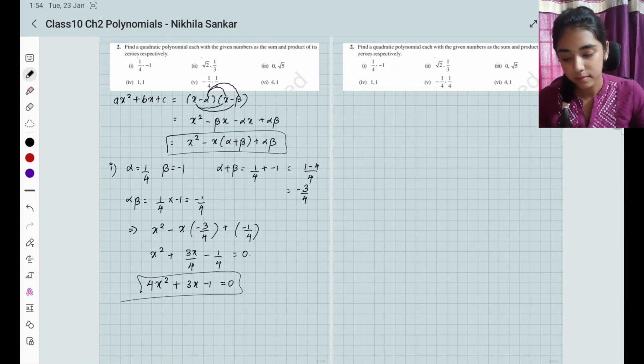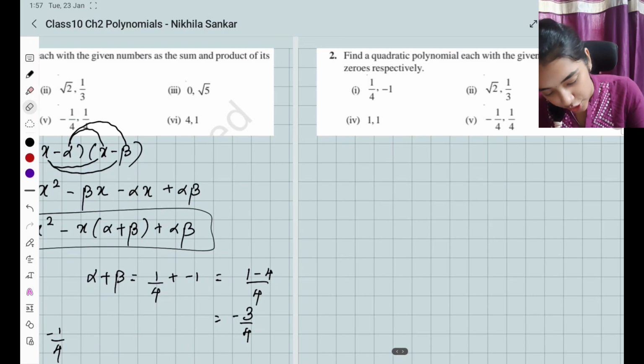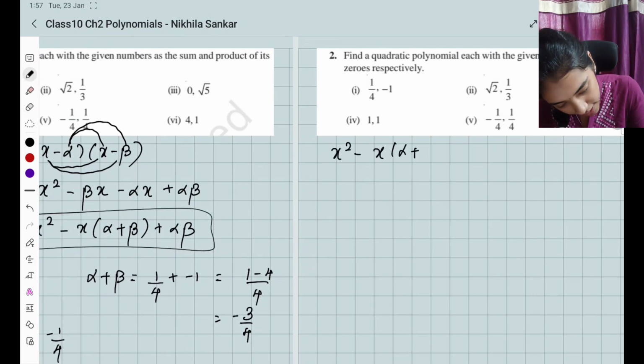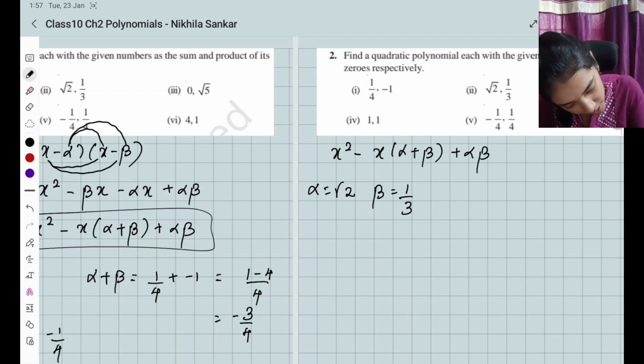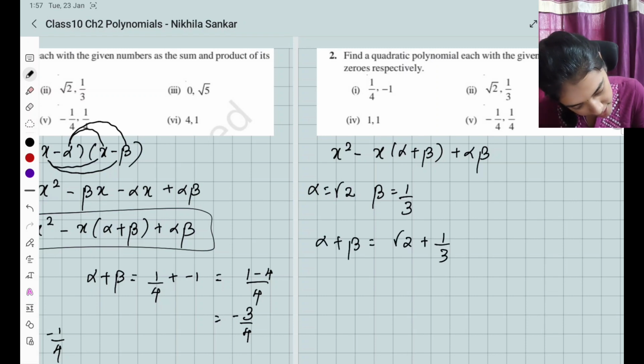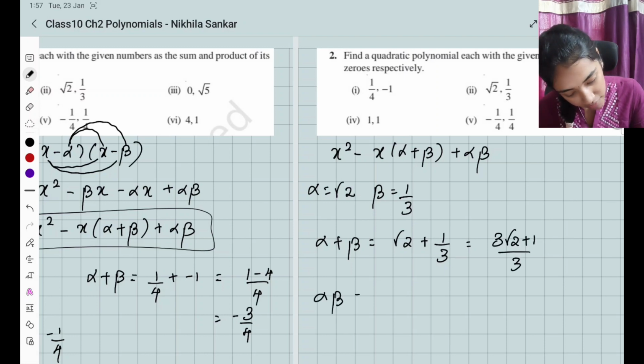Okay. Question number 2. Again, your equation is going to be x² minus x into alpha plus beta plus alpha beta. Here alpha is root 2 and beta is 1 divided by 3. So alpha plus beta equals root 2 plus 1 by 3. You can't simplify this further. You can write this as 3 root 2 plus 1 the whole divided by 3. You can write it like this. Then alpha beta is going to be root 2 divided by 3.